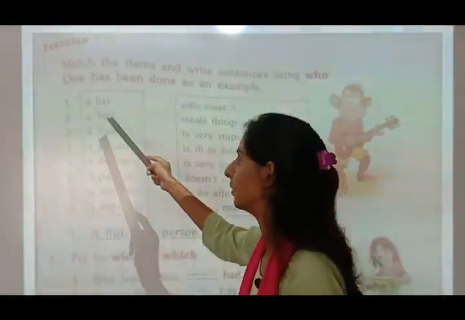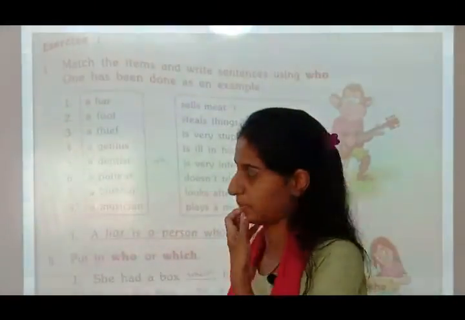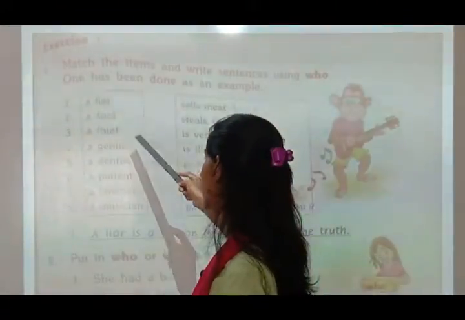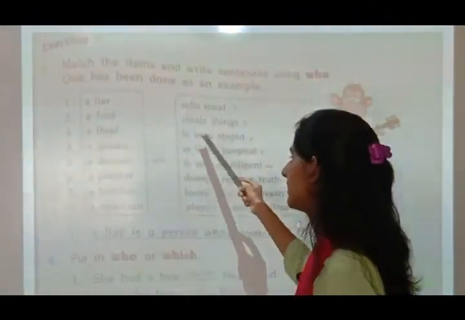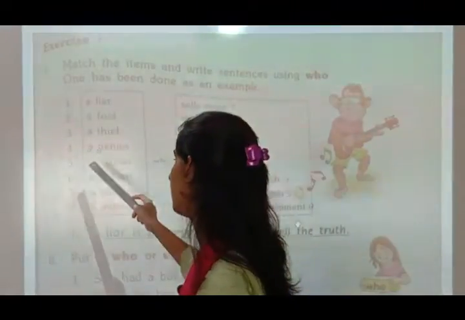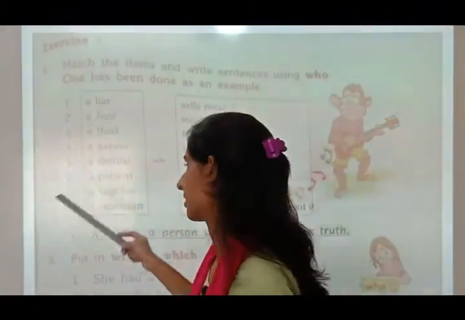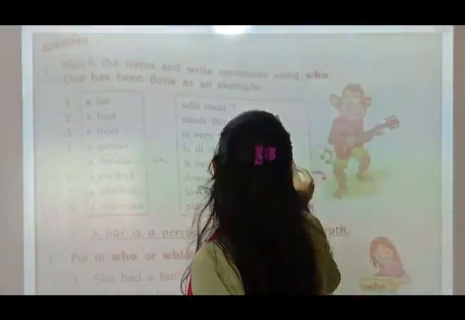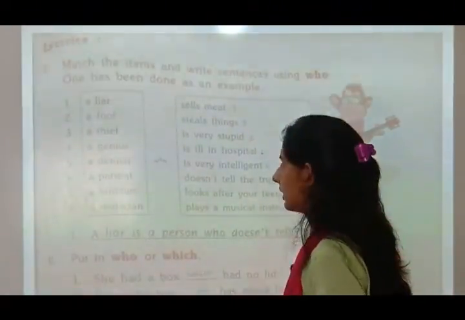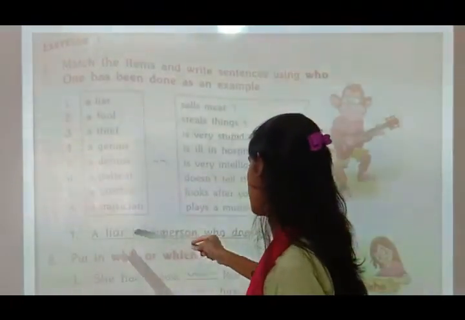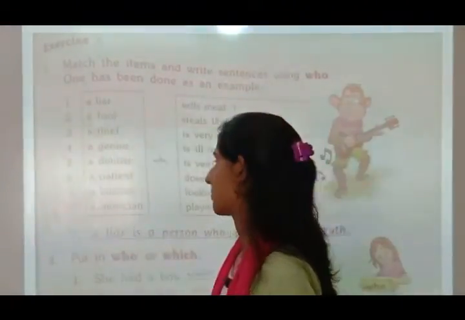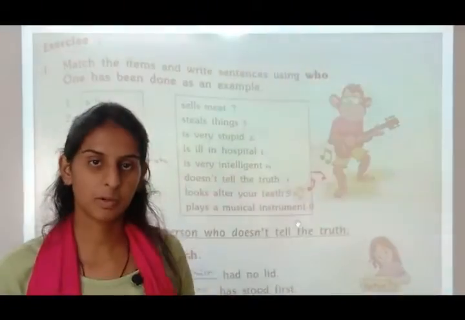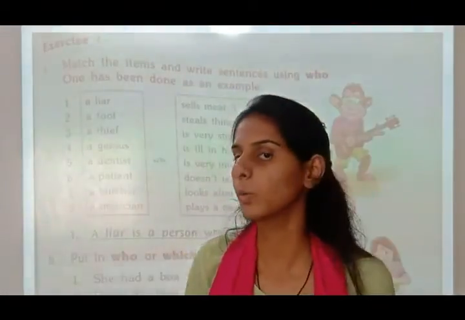Now the second one, a fool. Who is a fool? A person, because we are using who, that's why we are talking about a person. So a fool is a person who is very stupid. You can see a dentist. A dentist is a person. A dentist is a person who looks after your teeth. Now see, a musician. A musician is a person who plays a musical instrument. So we were talking about a person, and that's why we were using who.